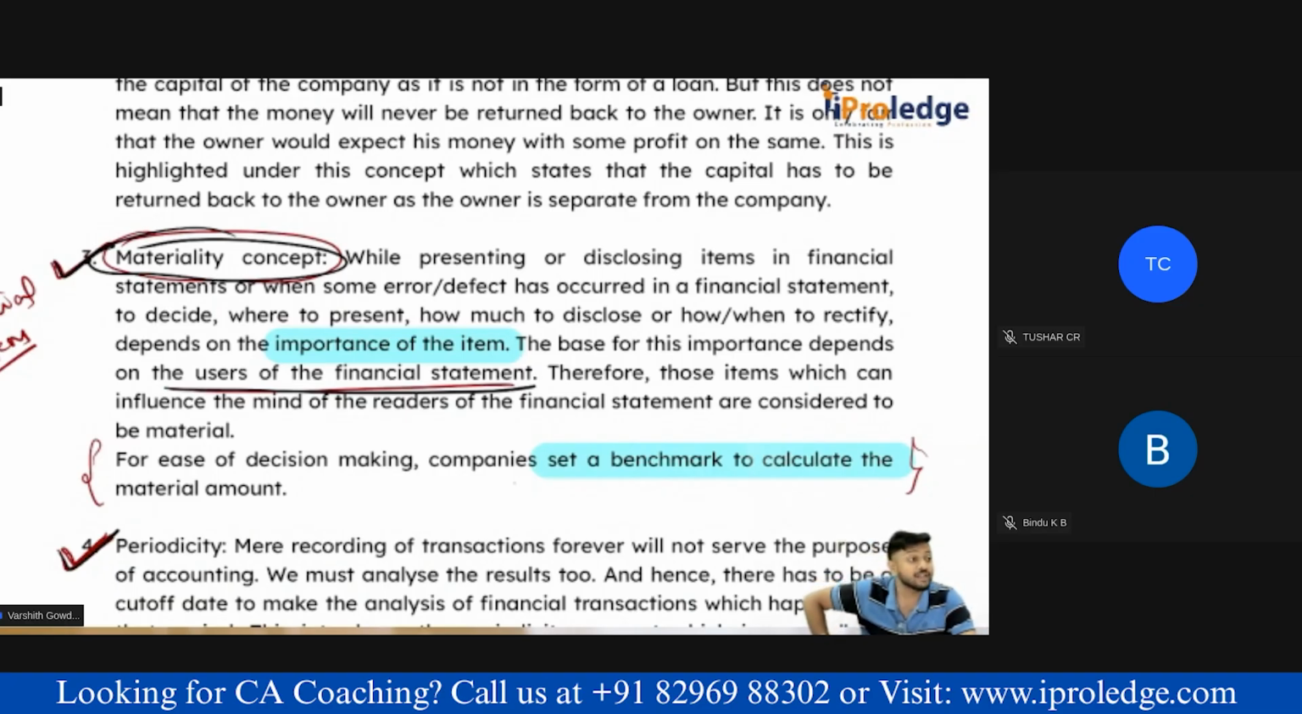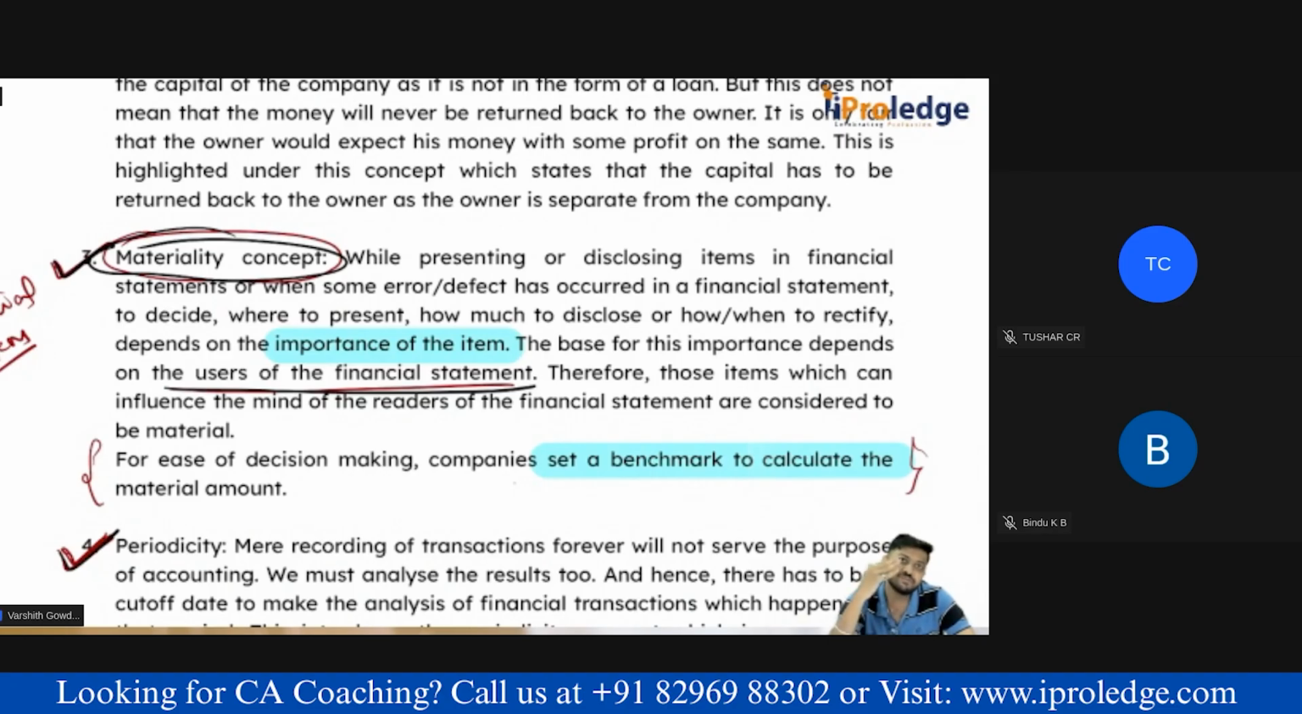Then periodicity. Now, what is periodicity? Just because we are following the going concern assumption, what will you do as an accountant? Your owner will come and ask, hey, give me financial statements. Sir, I haven't prepared them. You're not prepared? Why? Sir, because of the going concern assumption. Why going concern assumption? Sir, the business is not ending. I'm waiting for it to end. So once it ends, I will prepare my financial statements. Will you do that? No.